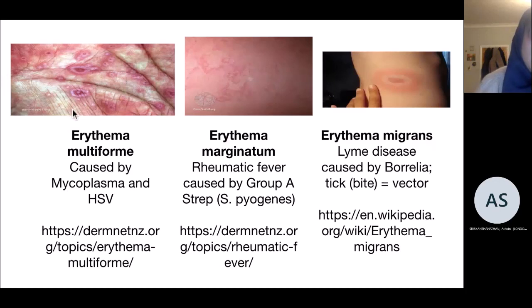So this rash is erythema multiforme, often caused by mycoplasma and HSV. This is erythema marginatum, so you can see a lot more indistinct borders and spread out a lot more. And you tend to get that with rheumatic fever. And erythema migrans, I think they call it sort of the bullet? Or no, bullseye, sorry, a bullseye lesion. And you'll often see this with Lyme disease.